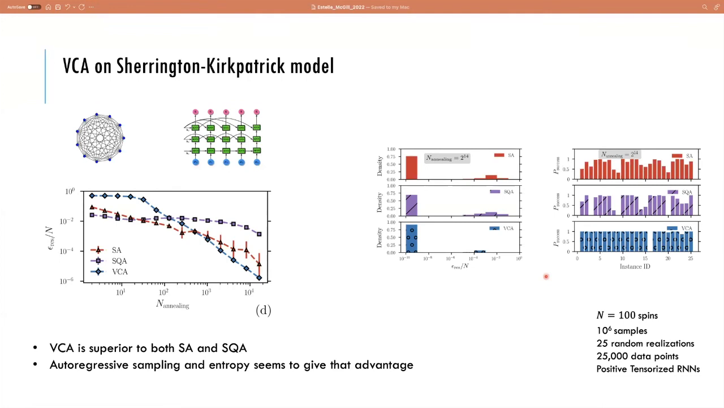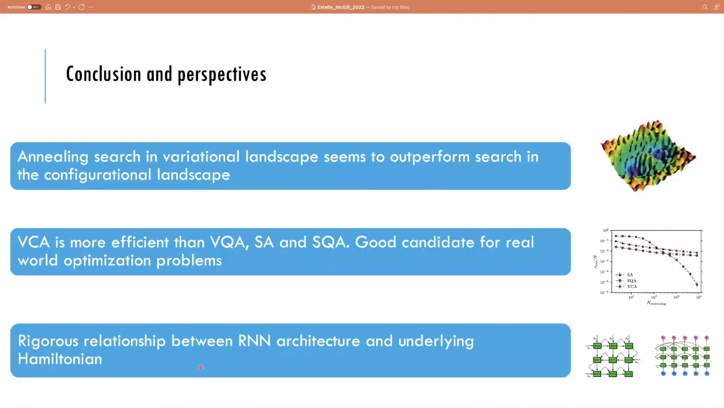So in general, also in terms of efficiency of probability of success, we see that VCA is more efficient than its Monte Carlo implementation. All right, so this being said, in conclusion, we've seen that an annealing search in the variational landscape seems to outperform search in the configurational landscape. Remember, we were motivated by searching through this very rugged landscape in the configuration space, but for variational annealing, what we are training is a loss function. So we kind of integrate out the configurations, and the loss function is over weights and biases, so parameters.